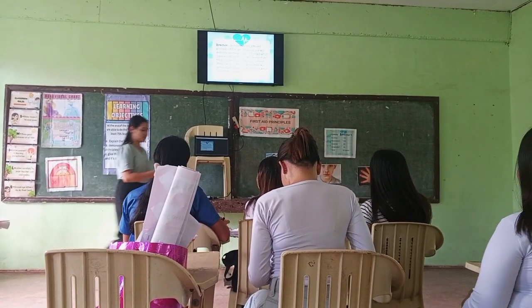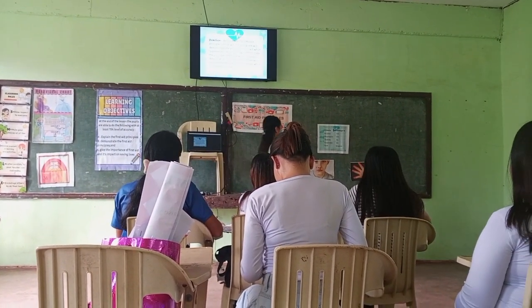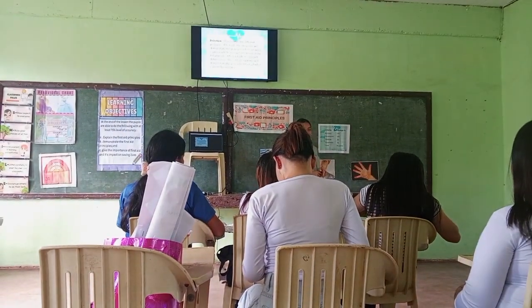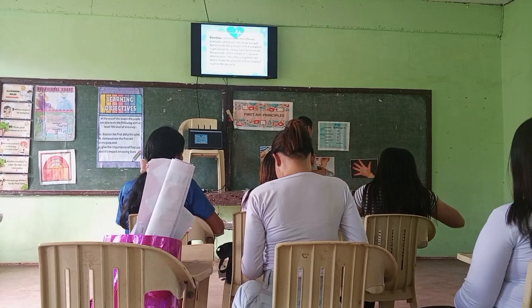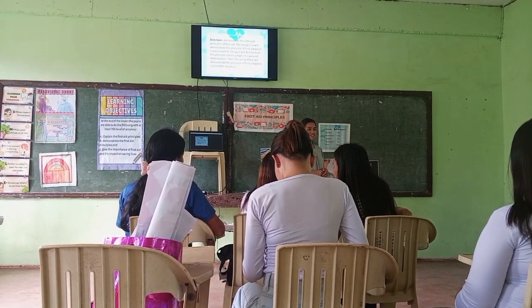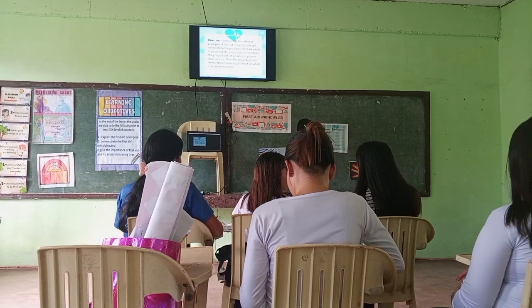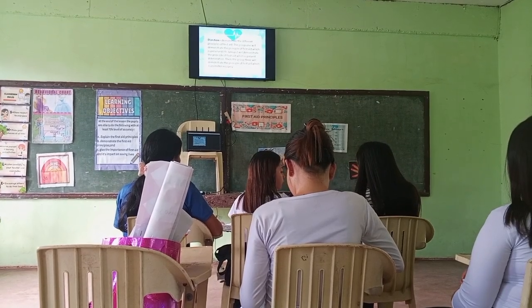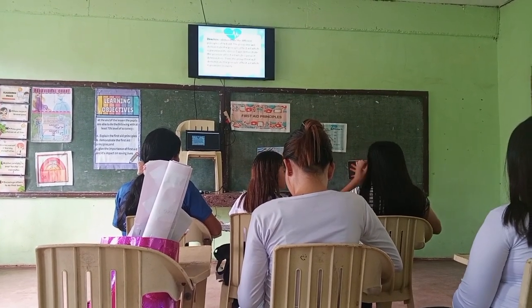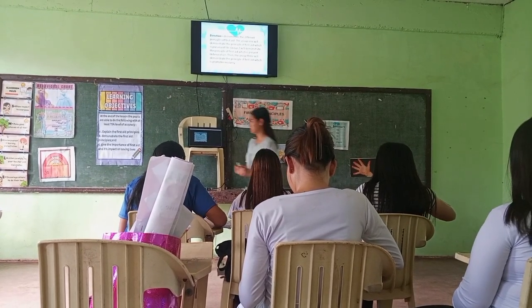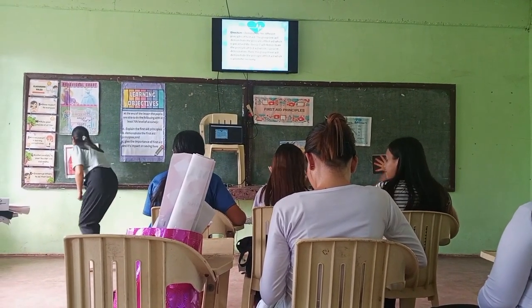And also for group 2, for their accuracy, I will give them 10 points. And also for their presentation, 10 points. And their presentation is also creative, so I will give them 5 points. For their cooperation, since everyone participated, I will give them also 5 points. So the total is 30 points. Okay.